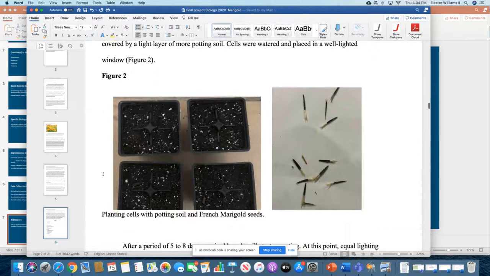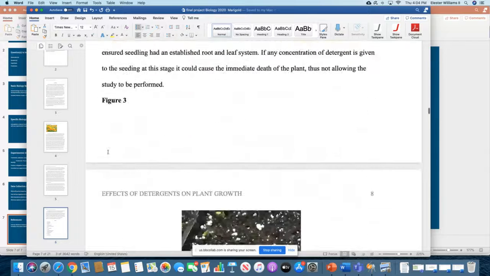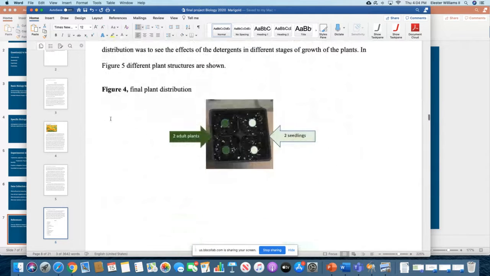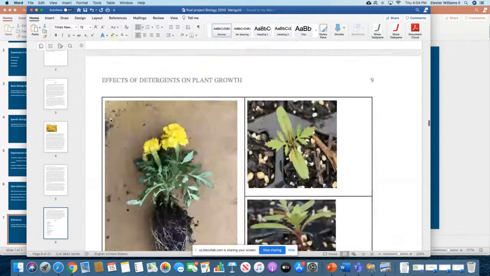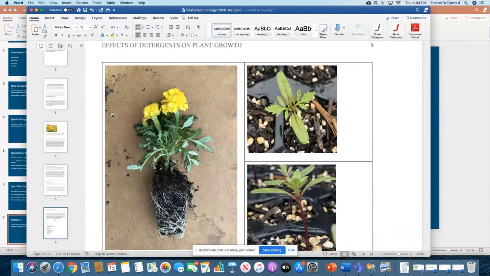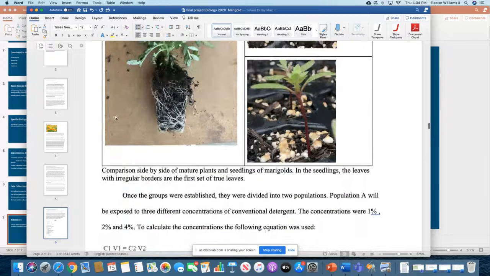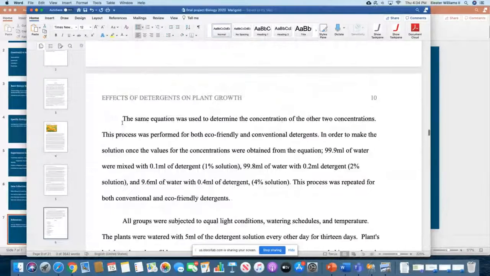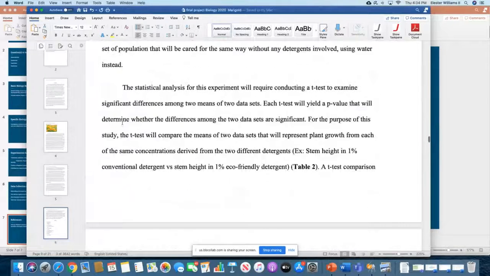And here they have pictures of the plants before they germinated as well as their seeds. And then what they looked like as the seeds were starting to sprout. And because they're looking at things like number of leaves and plant height, we can see how they measure them as well. And then they talk about how they came up with their concentration.